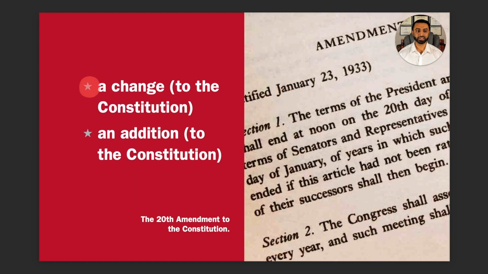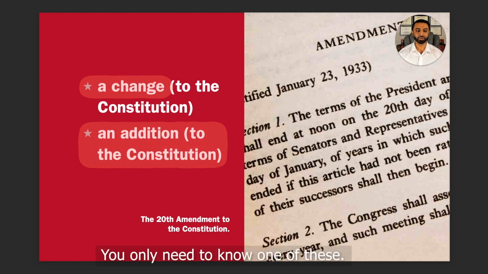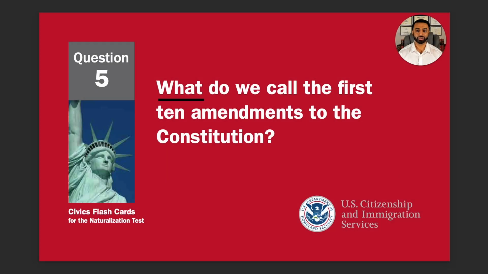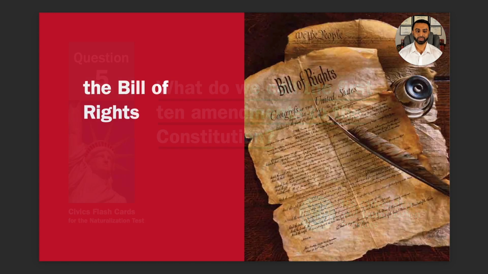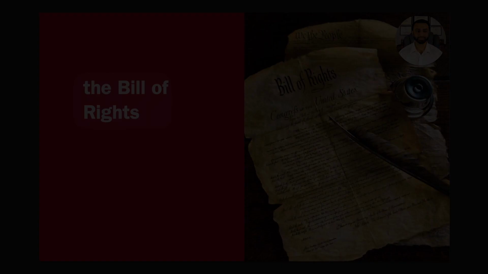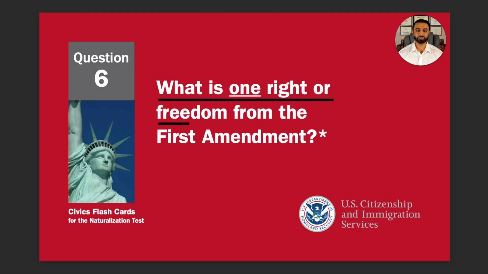What is an amendment? An amendment is a change or an addition to the Constitution. You only need to know one of these. What do we call the first 10 amendments to the Constitution? The Bill of Rights.